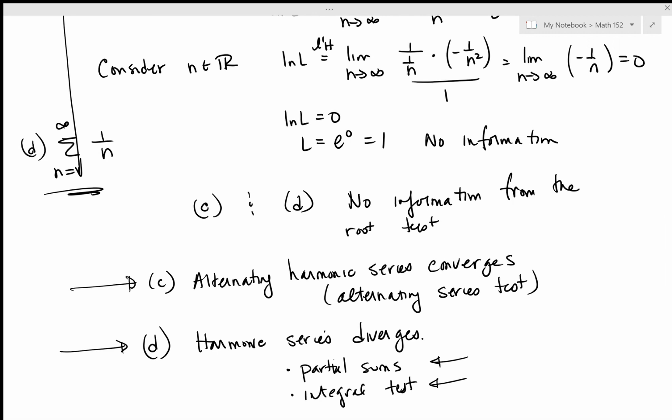Okay, so we now have 2 more tools for looking at which series converge, and in this lecture those have been the ratio test and the root test. We've also here had an introduction to the idea of absolute and conditional convergence.